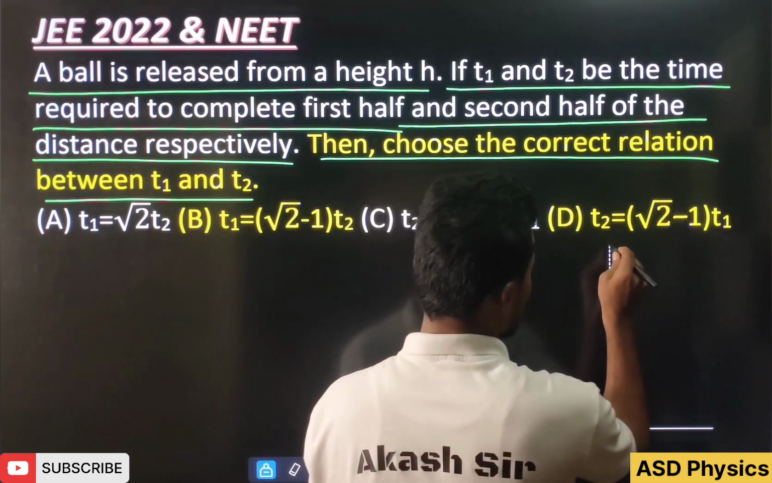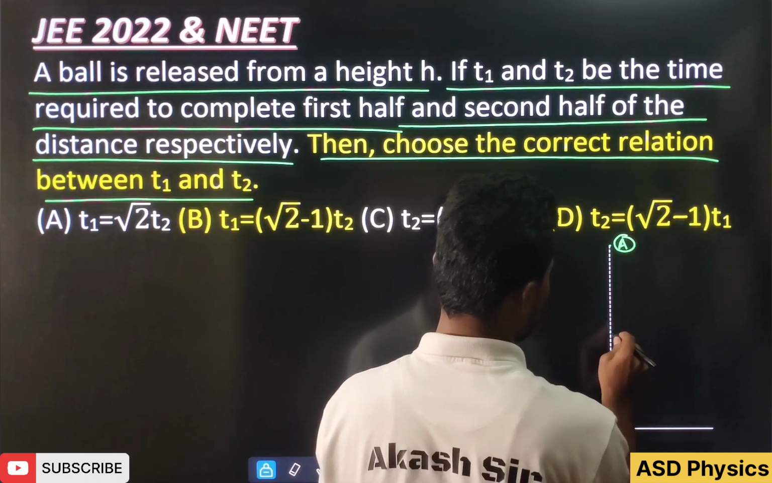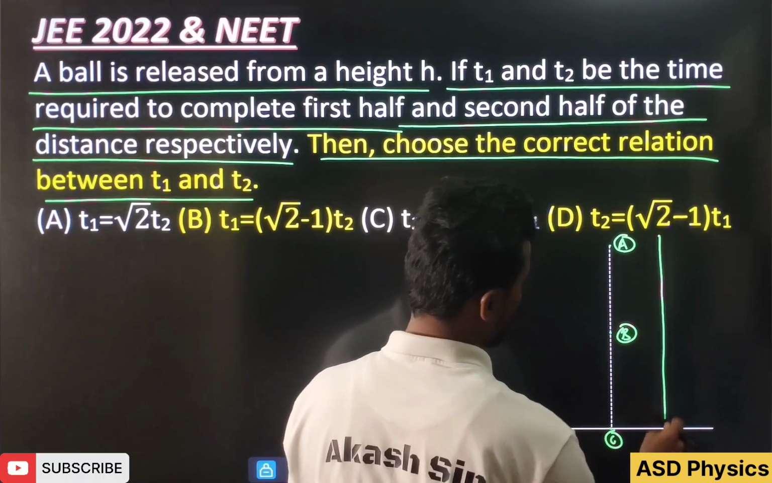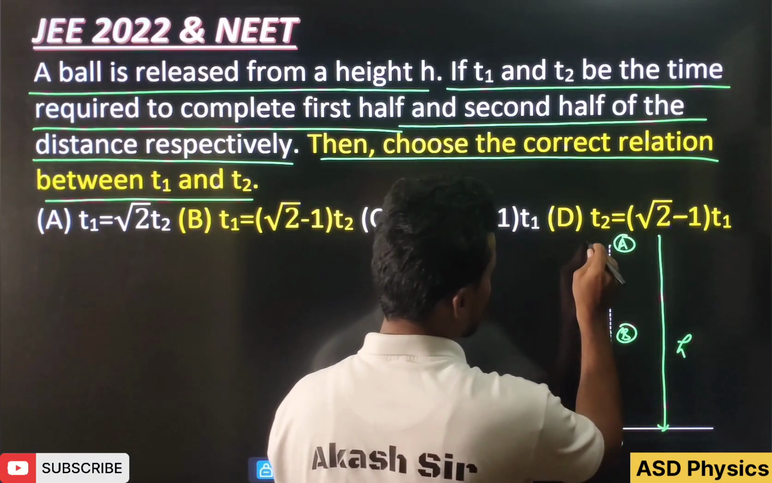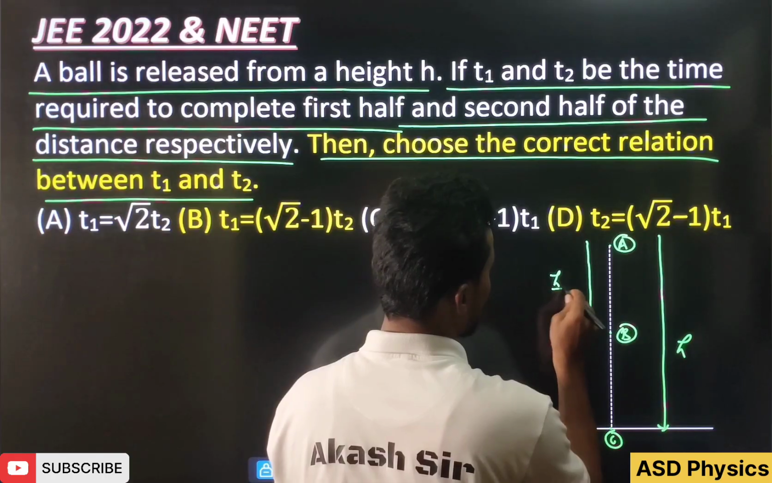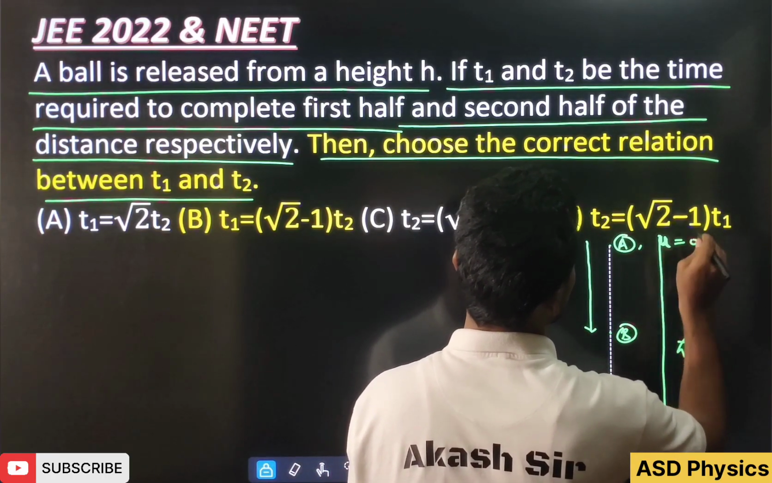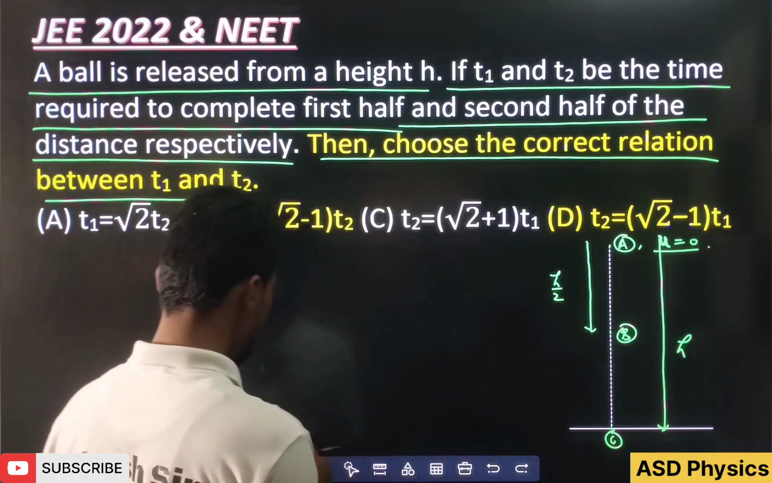Is it? So see here, this is A here, students. This is B, and let's take this is C. Let's take total is h. So first half means how much it will come here? H by 2. Drop means anyhow u equal to 0. Drop, so u equal to 0. Okay, because diagram is very important.